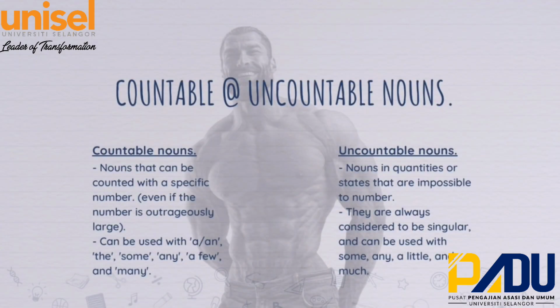Okay, so the next one is countable and uncountable nouns. So this one is relatively easy, so I'm not going to talk a lot on this. Countable nouns are nouns that can be counted with a specific number. For example, 165 centimeters. And uncountable nouns are something that you can't count with a specific number. For example, intelligence. You can't count it with a specific number.